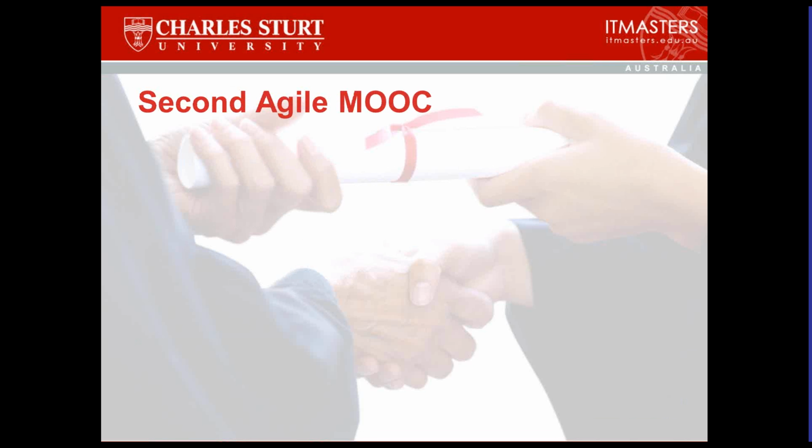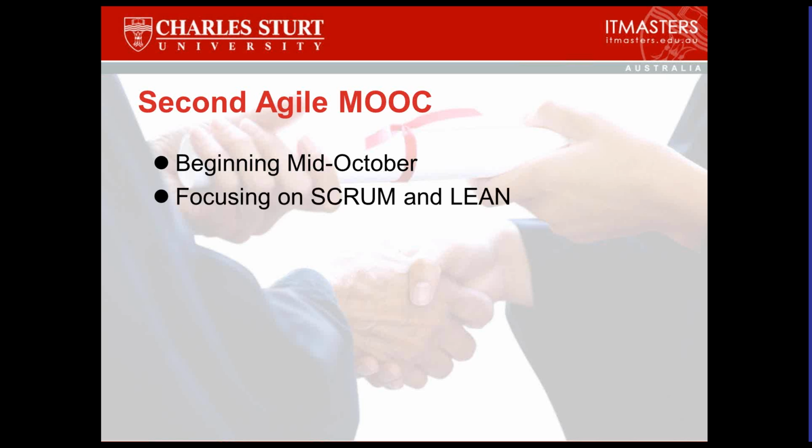However, we are running a second massive open online course. Just like this one, it will be the same duration, 4 weeks. It will be free, and it will be done online. It will be all the same, except it will be specifically regarding Scrum and Lean. It will begin mid-October, perhaps around the 17th or thereabouts, so you'll get more information on that. There is a link that you can go to already.